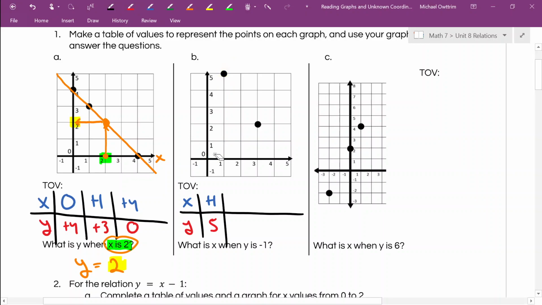For my next point, I am going to need to take a look at this point here. I could count again, but I want to remind you that you can also trace from that point down to your axes. So this point is at 3 on the x, and it is at 2 on the y. So that also gives you a valid way of identifying your points. And in fact, those are the only points we have on this graph.